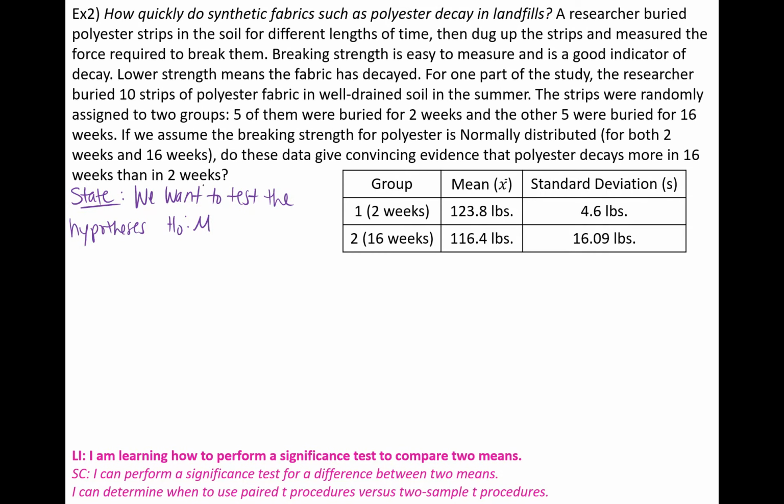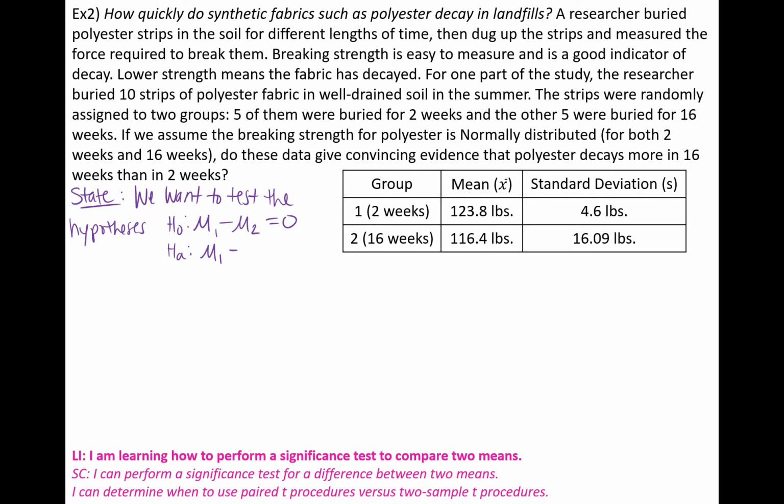So I'm going to do M1 minus M2 equals 0. When I set up my alternative, I'm going to make sure to define these M1 and M2 business. Oh, we already have them set as group 1 and group 2. I didn't see that in our little notes there. Okay, cool. All right, so this one is that we want to know if there's convincing evidence that there is more decay in 16 weeks than 2 weeks.